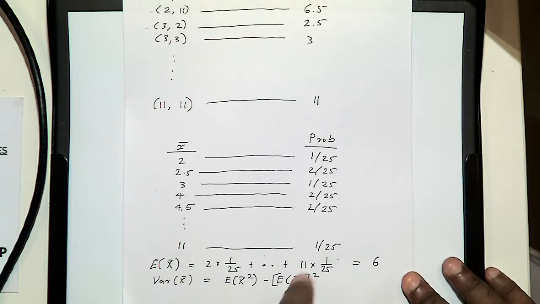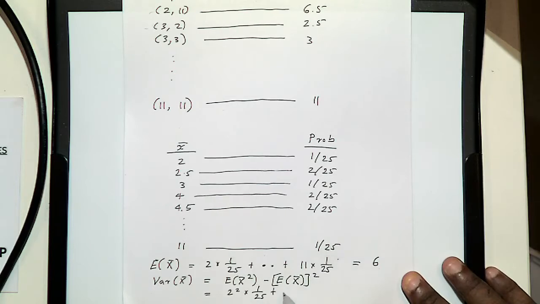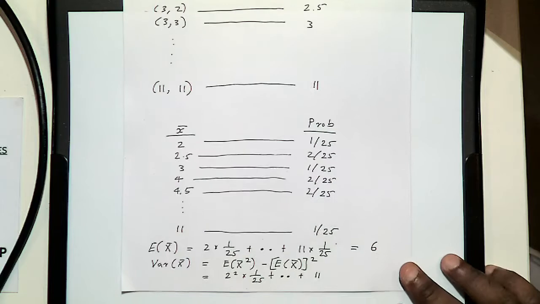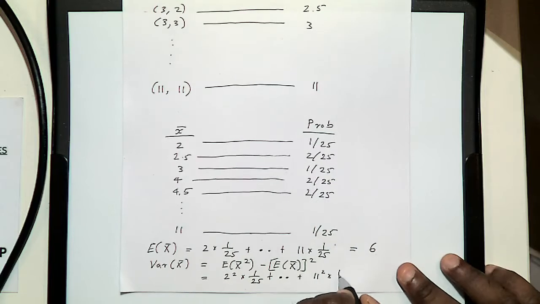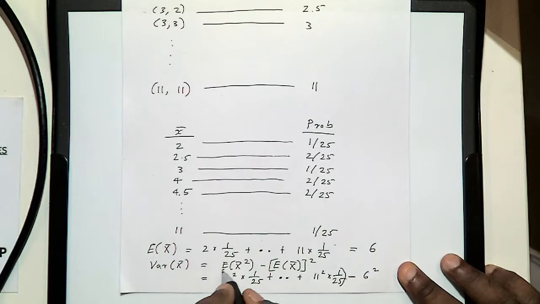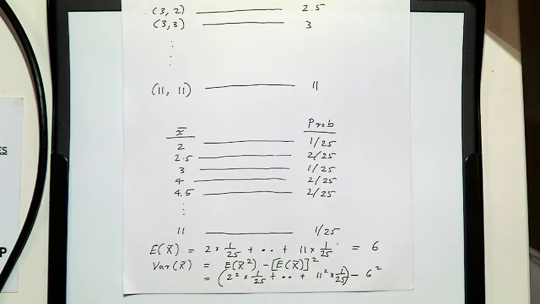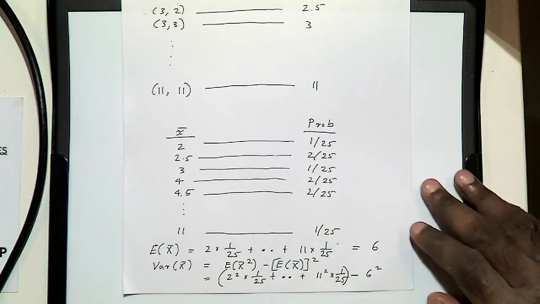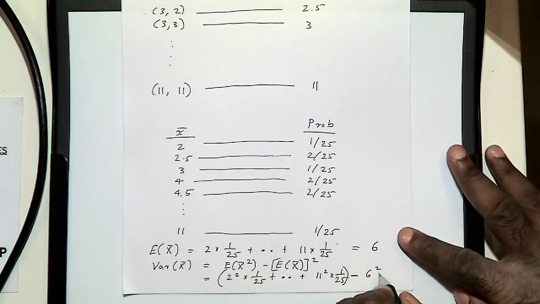But to find the expectation of the square of the x bar, you multiply the square of this column with this column, right? So you get things like 2 squared times 1 over 25, plus all the way up to 11 squared times 1 over 25, minus 6 squared, right? So this is all in brackets, minus take away 6 squared. And if you simplify this, you will get what we got earlier, which is 5.4.